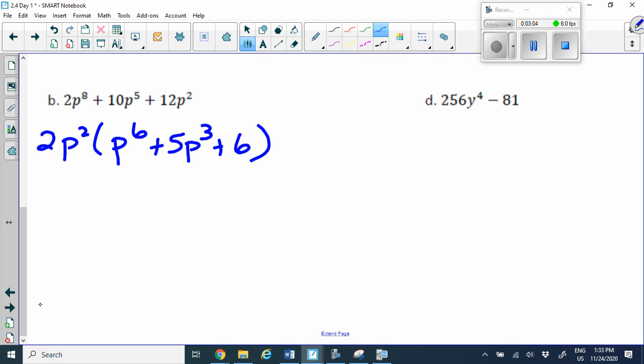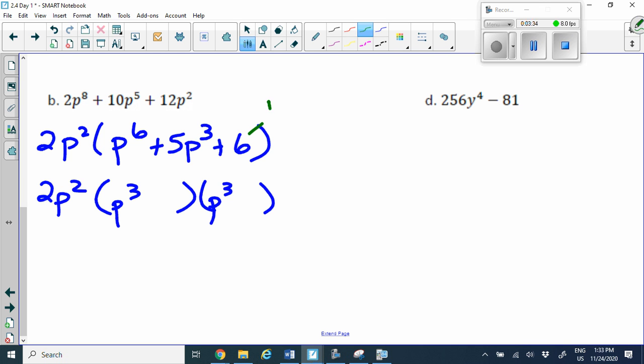Now, what's inside the parentheses, we're going to treat like it was a quadratic. So we're basically going to do just two sets of parentheses to allow us to factor. Don't forget to bring down the 2p squared in front of my two sets of parentheses. Okay, now how are we going to do p to the 6th? Well, that's just going to be p to the 3rd and p to the 3rd. And the reason being is that, remember, if we have the same base and we multiply, we add the exponents. So 3 plus 3 will give us that 6.